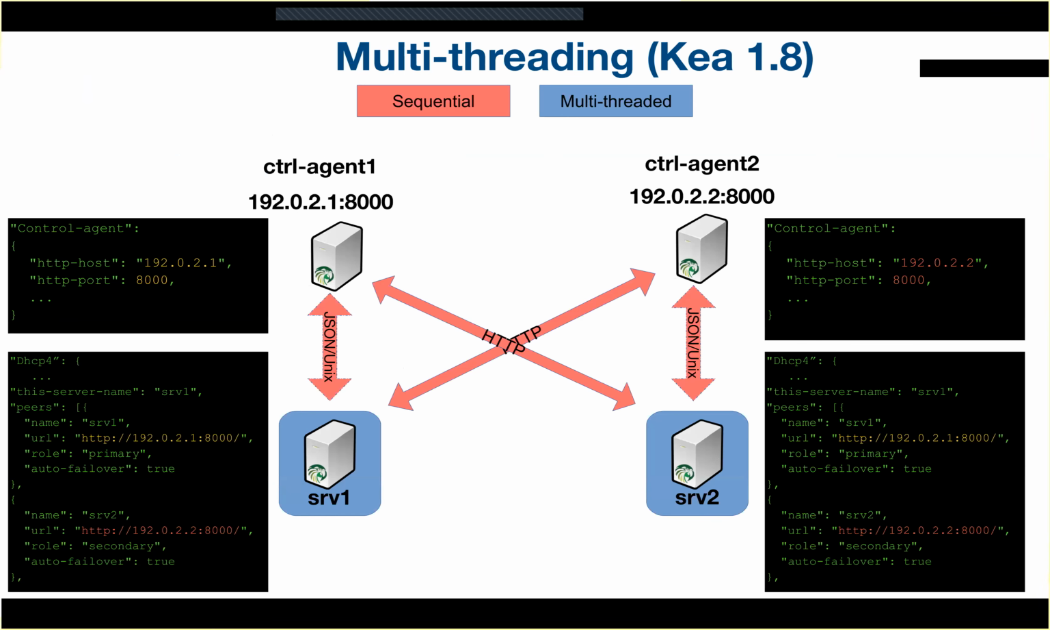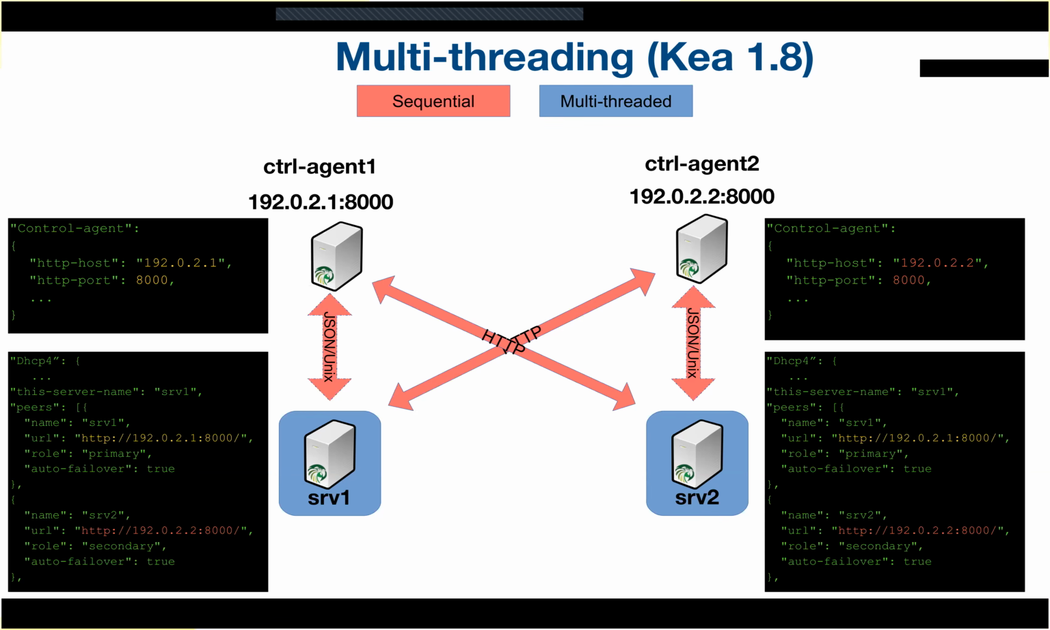Okay, so moving on, the next thing that I wanted to talk about is multi-threading in the HA context. This is a bit historical. In Kea 1.8, we introduced multi-threading in the packet processing. So when there was traffic coming from clients, the server was using multiple threads to process those packets, and this was very performant.